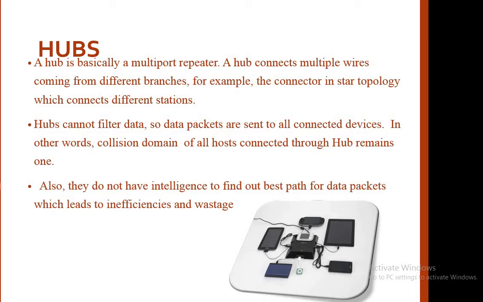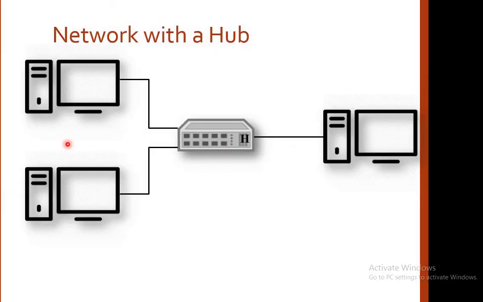The next type of networking device is a hub. A hub is basically a multi-port repeater. The repeater, which we studied in the previous slide, is a two-port device, whereas a hub is a multi-port repeater. A hub connects multiple wires coming from different branches, for example, the connectors in a star topology which connect different stations. Hubs cannot filter data, so data packets are sent to all connected devices. In other words, the collision domain of all the hosts connected through the hub remains 1. Also, they do not have the intelligence to find the best path for data packets, which leads to inefficiency and wastage.